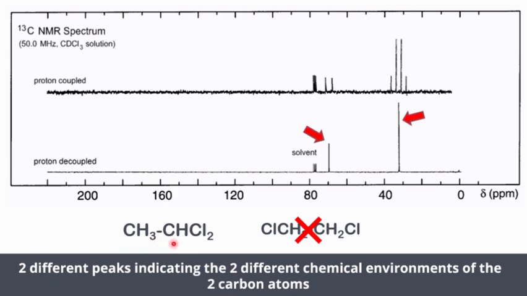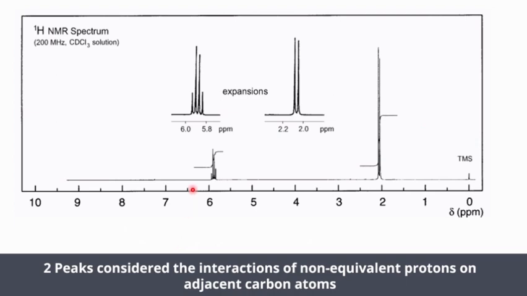So the compound is CH3CHCl2. One carbon atom binds two chlorine atoms. Just to be sure, we look at the H NMR.